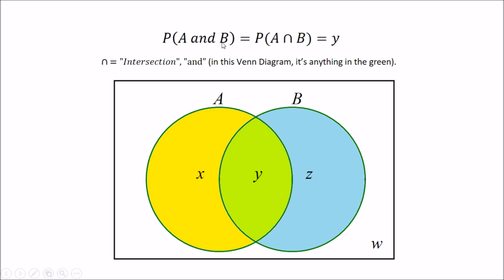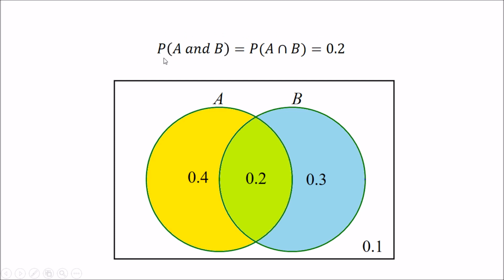The probability of A and B is the probability of A intersection B. And again, it's just the intersection of circle A and circle B. And that would be y. The intersection, think of it as and. It must be inside circle A and inside circle B, which again would just be the overlapping region between the two circles. So in this example, the probability of A and B, or the probability of A intersection B, is 0.2.